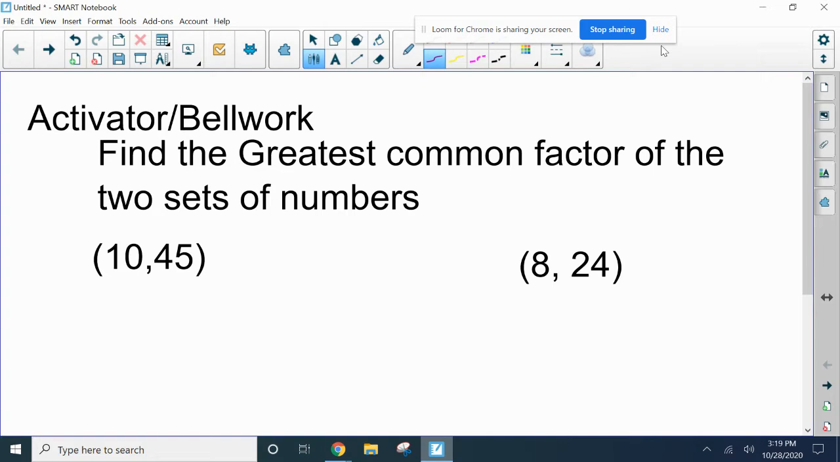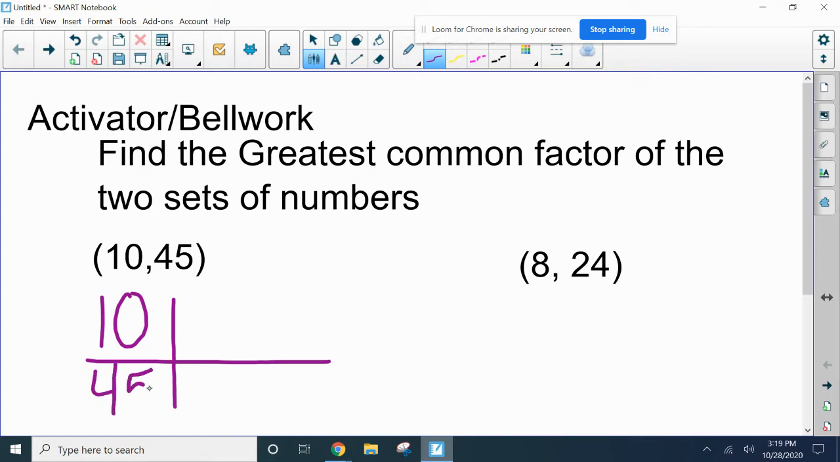All right, so at this point, you should have already gone ahead and paused, and you're supposed to go over it. And I gave you a little hint, nudge, nudge. In order to find our greatest common factor, we have to figure out what numbers multiply to give me 10 and what numbers multiply to give me 45.